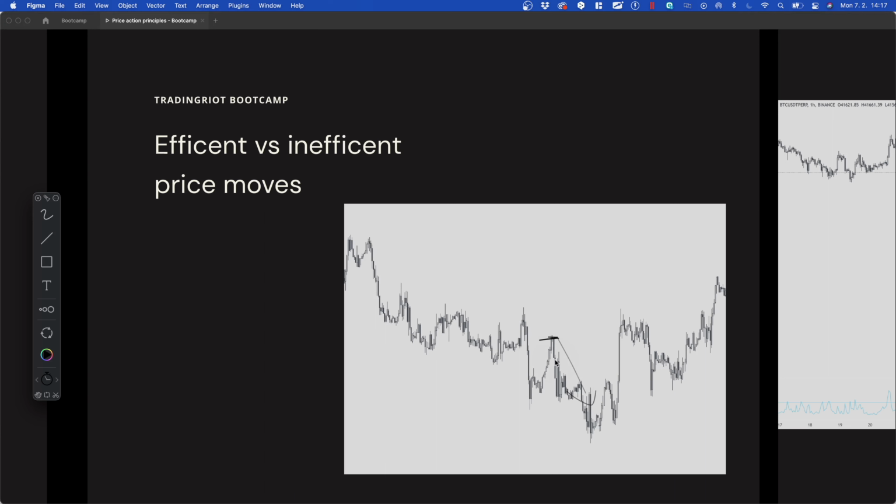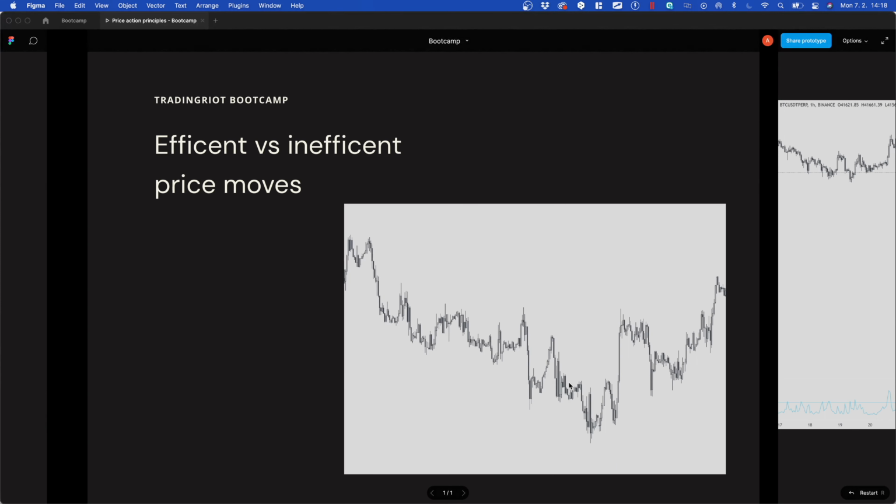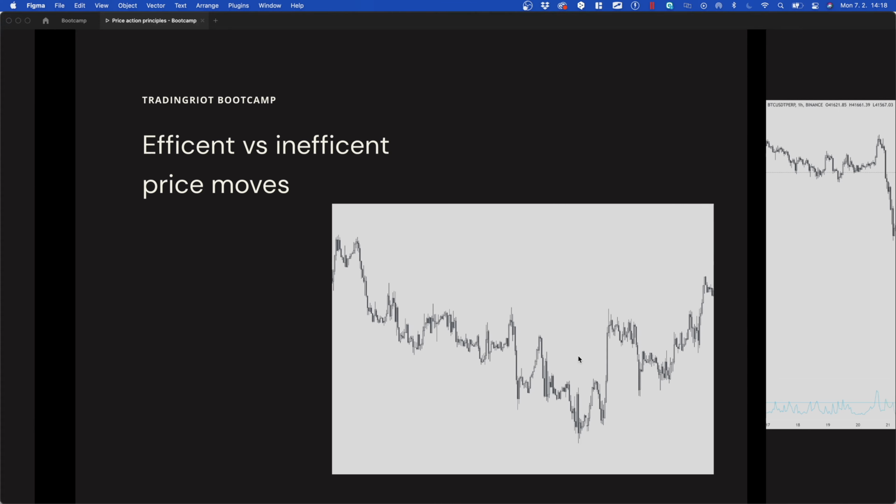Selling here is great, not only because you are going with the overall trend, but because you are selling into this fast-paced inefficient move, which is more likely to get retraced. If you miss the move and sell somewhere here, you will just spend this whole time inside this range. This is, I think, an hourly chart, so you'll just be stuck in for a couple of hours.